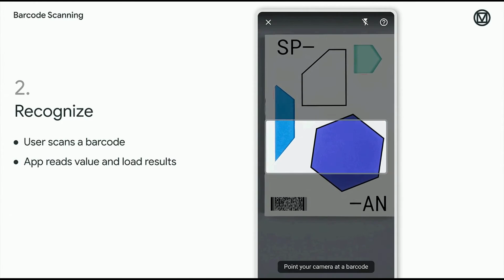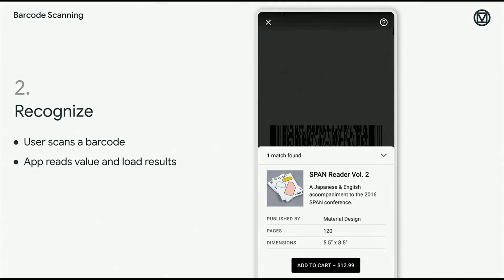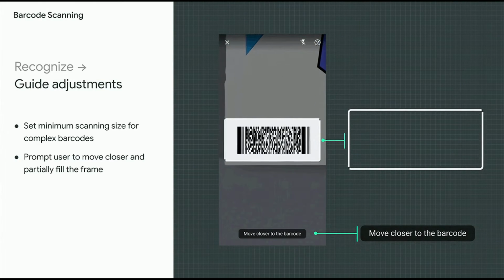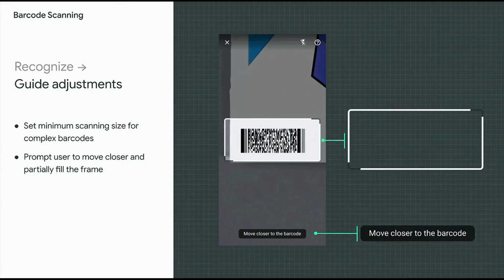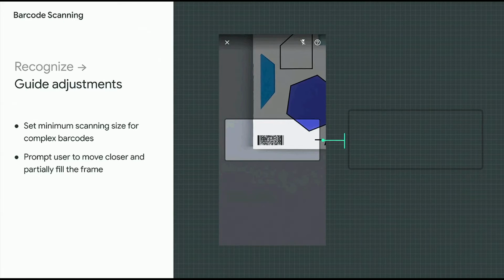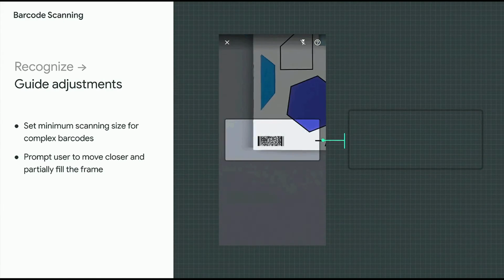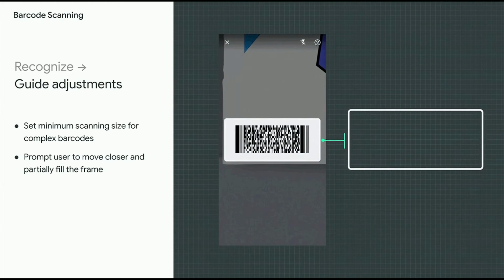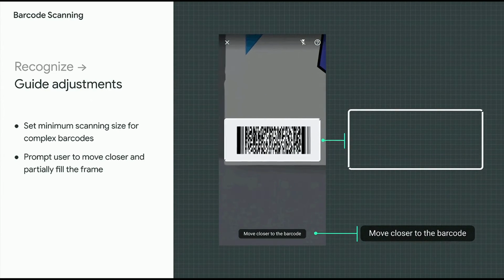In the recognition phase, the user scanned a barcode, the app has read its value, and it's loading results. So similar to what we talked about in object detection, for most simple barcode formats, you shouldn't need to set a high minimum detection size. Most formats are graphically easy and should be read pretty quickly once they're in that barcode frame area. But more complex formats, such as PDF 417, have a lot of detail that will need a higher quality image in order to be accurately read by the barcode scanning API.